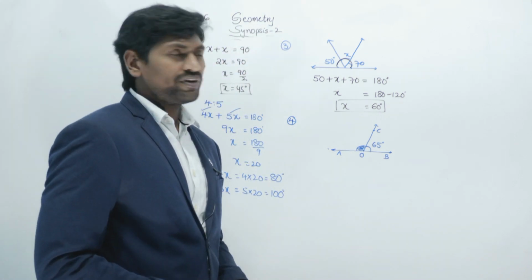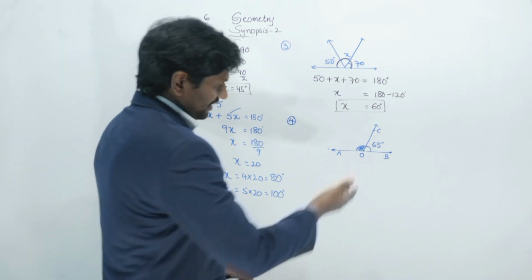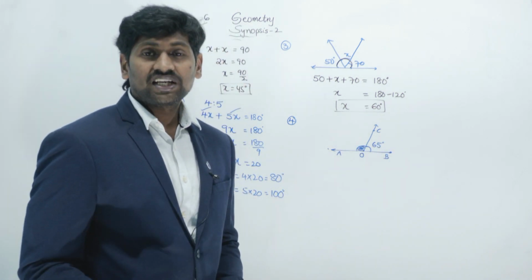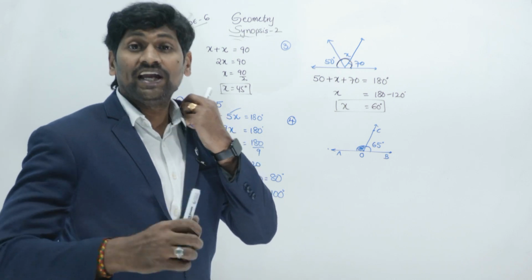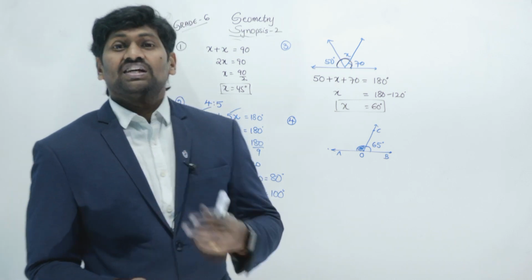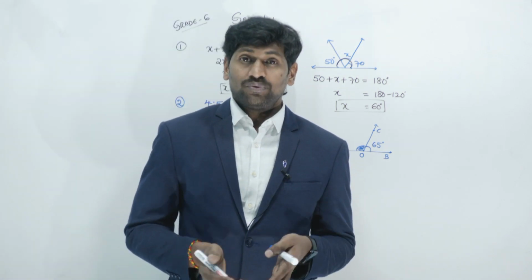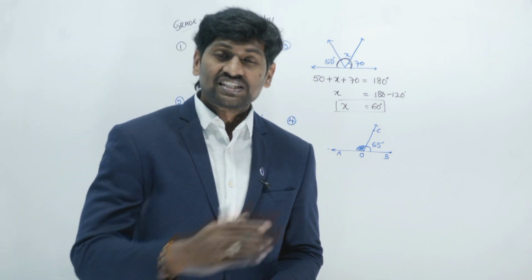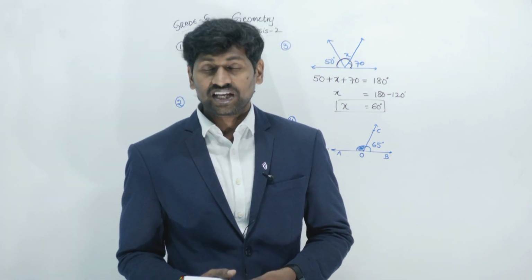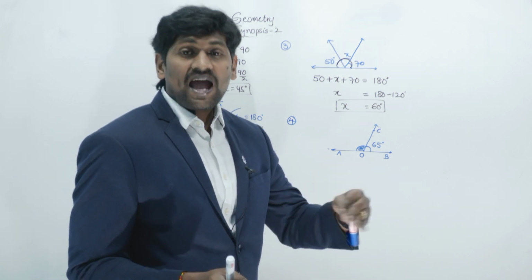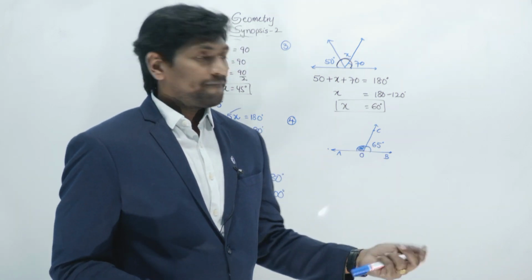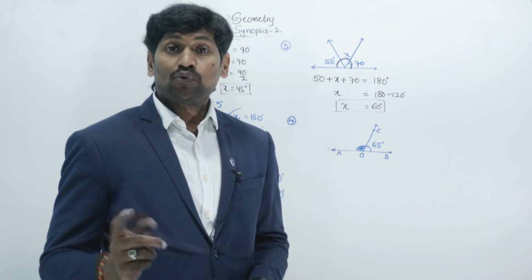Easily we can say, how we can say this one? AOB is a straight line. A straight line gives how many degrees? 180 degrees angle, because we discussed already in the straight angle: an angle which measures exactly 180 degrees is called a straight angle. In the same way, a straight line gives a straight angle, nothing but 180 degrees.